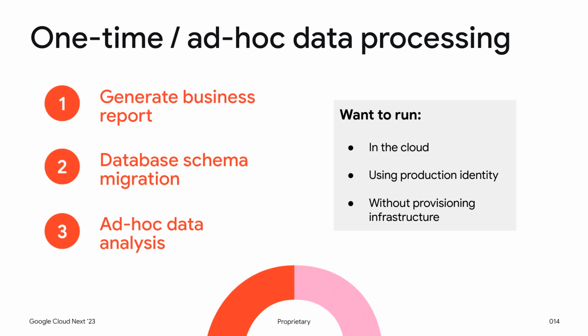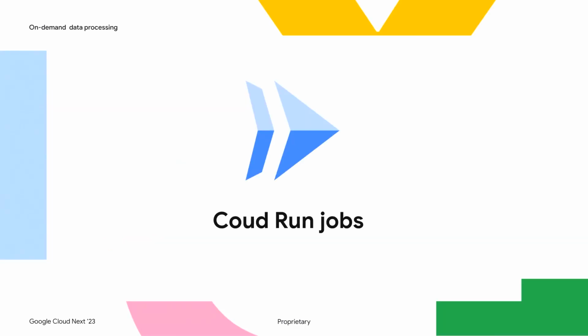So on-demand data processing is when you have some data and you need to process it on an ad hoc basis. Perhaps you need to generate a business report, or perhaps you need to migrate your database to a new schema. And you probably don't want to run this on your laptop. In fact, hopefully you don't actually have production access from your laptop. So you also don't really want to have to create a VM and install software and all of that. You want an easy way to run your script in the cloud. And so Cloud Run jobs are a really good fit for this.